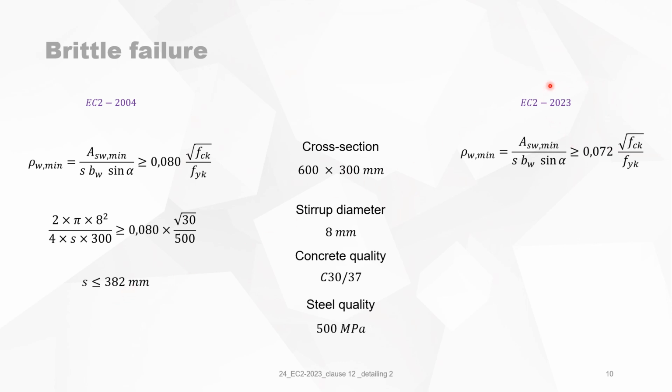In the proposed code 2023, we use this formula with 0.072. We fill in all the unknowns, and we have s, which must be smaller than 425 millimeters. So you see that we need now less reinforcement, and you see now what is the difference between the two: between 380 and 425.